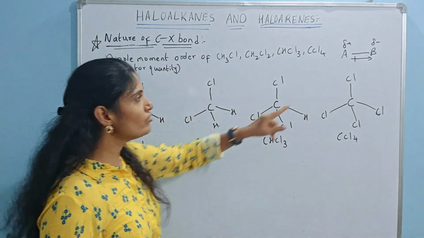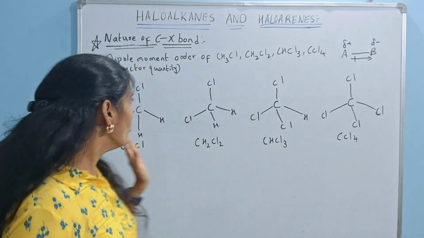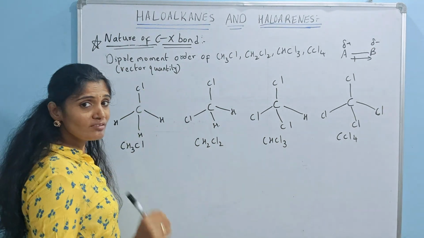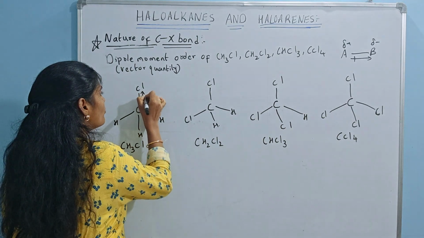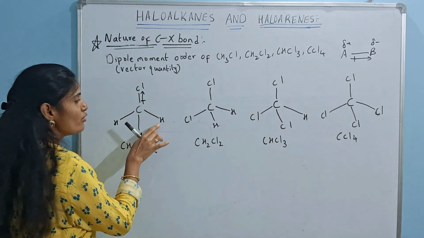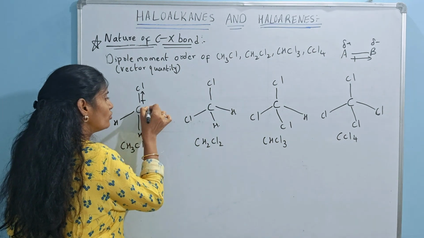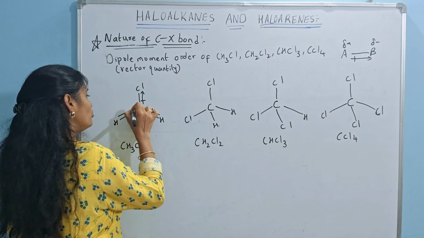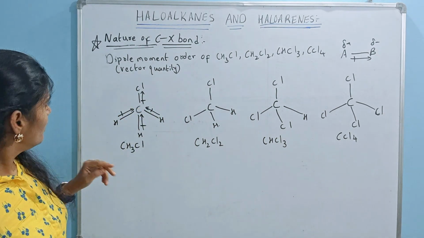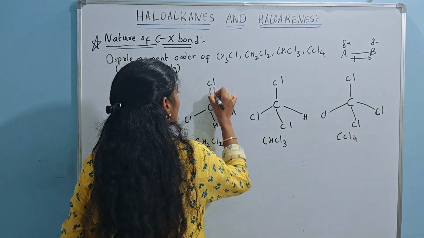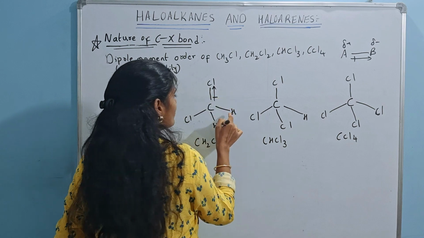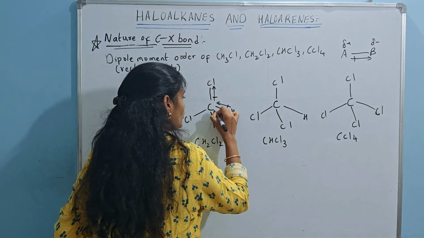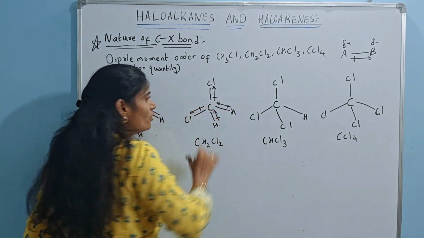Now like this we will draw the dipole moment direction for all the bonds present in these molecules. If you see here, carbon is less electronegative, chlorine is more electronegative, so the dipole moment moves in this direction. Hydrogen is less electronegative, carbon is more electronegative, so the dipole moment is like this. Here from carbon to chlorine electrons are going, so the dipole moment direction is like this. Here they go from hydrogen to carbon, and here from carbon to chlorine.